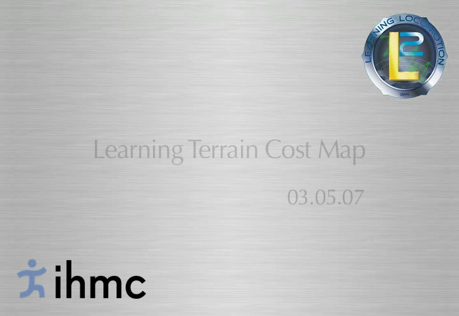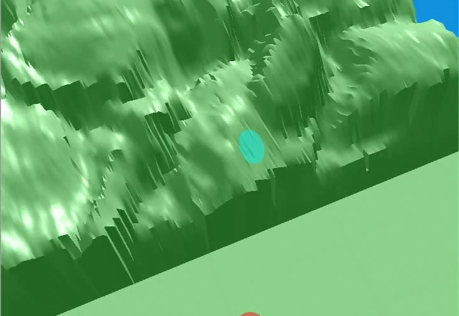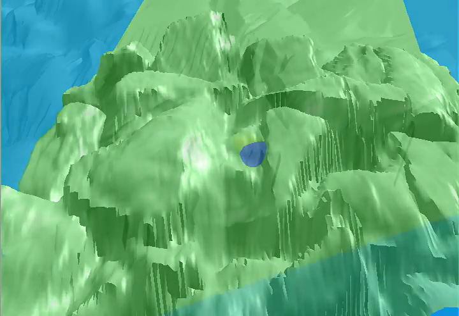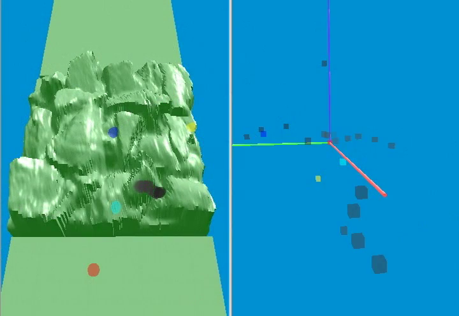At IHMC, we are learning a terrain cost map by training our little dog robot on diverse surfaces, allowing it to build up a rich memory of classifications. Each terrain point is locally modeled as a paraboloid characterized by 3 surface parameters: its surface normal and its forward and lateral concavities.